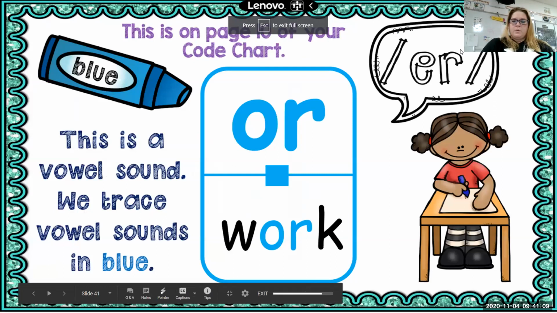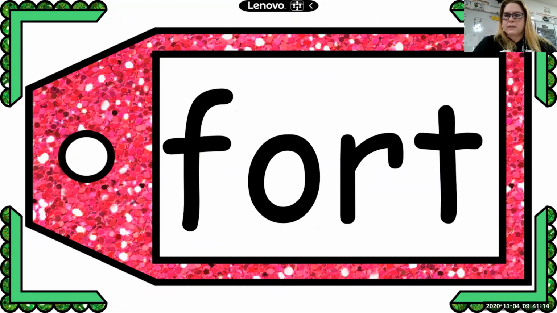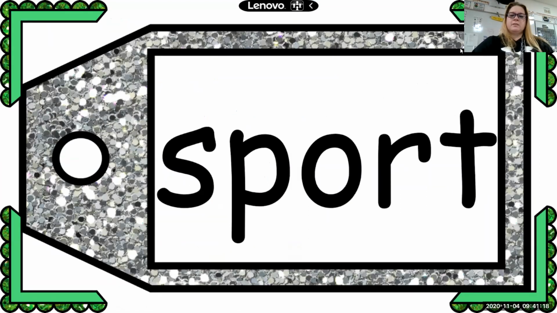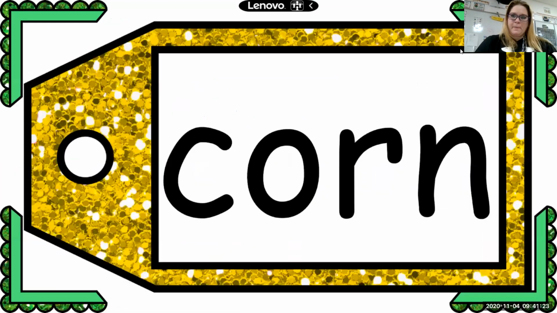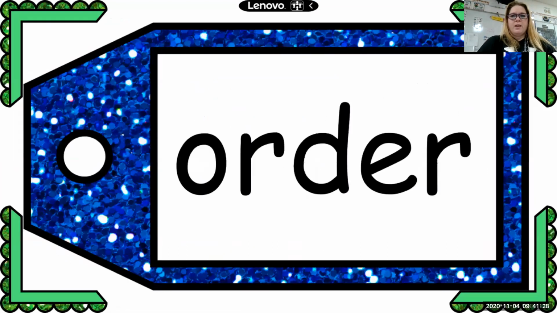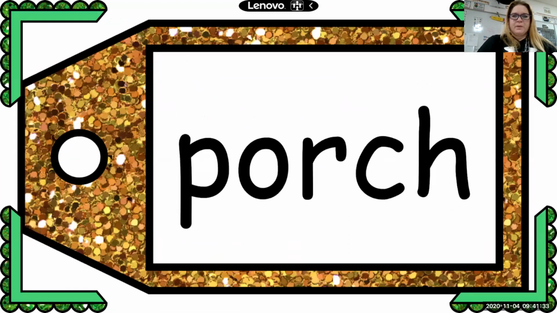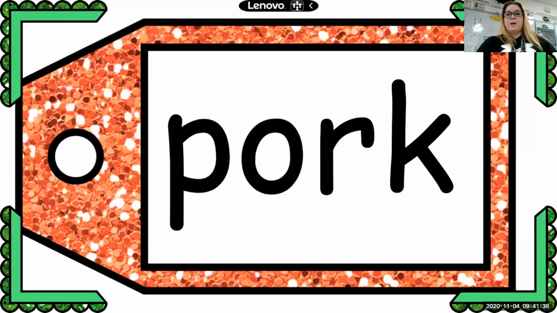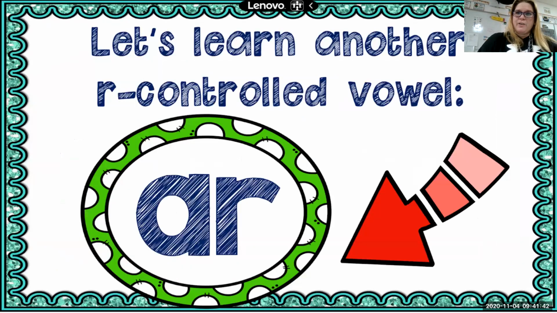Okay, so let's look at some words that have or in them. Fort, sort, sport, born, corn, thorn, order, boring, porch, torch, pork, fork. All right, good job, guys.